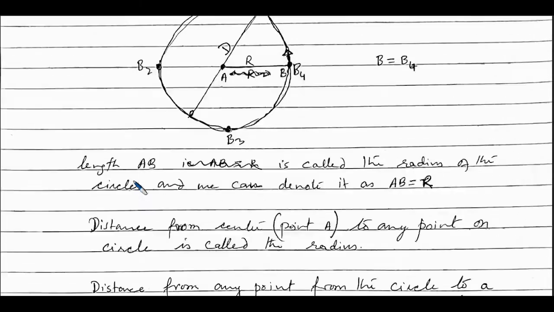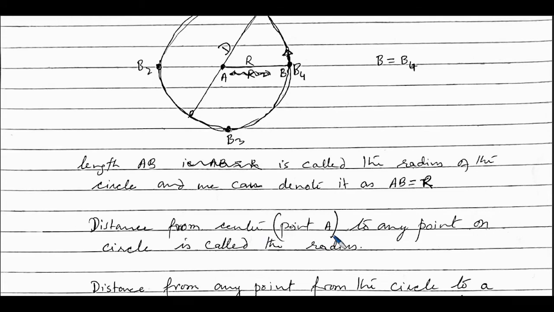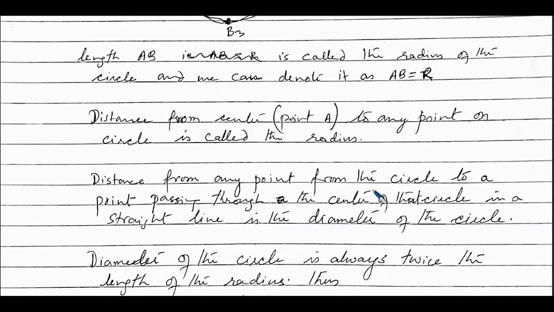Okay. So length AB is called the radius. The distance from the center point A to any point on the circle is called the radius. From the center to any point on the circle, that distance is called the radius. And the distance from any point on the circle, passing through the center of that circle in a straight line, to the other side is the diameter of the circle.